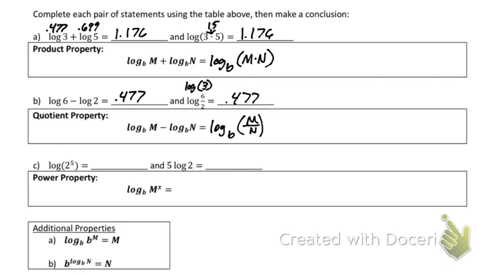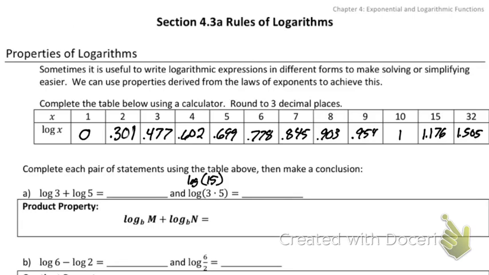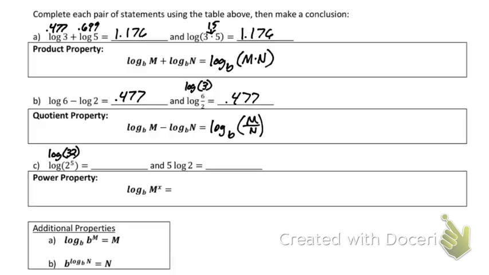All right, I have log of 2 to the 5th. Well, that is just log of 32. Log of 32, well, that's just in my list. That's 1.505.